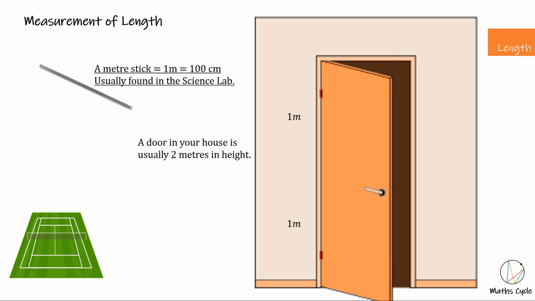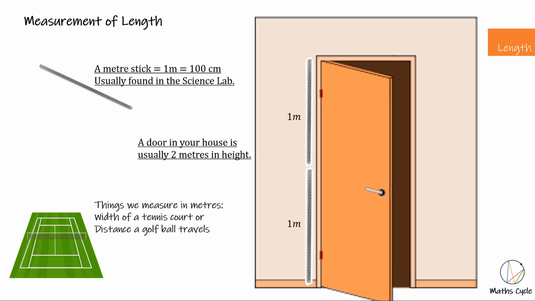Now, to give you some perspective of what a meter looks like, a door in your house is usually 2 meters in height. Okay, so what sort of things do we measure in meters? Well, maybe the width of a tennis court would be good to measure in meters, or the distance a golf ball travels would be measured in meters. Now, that could be maybe 300 meters.